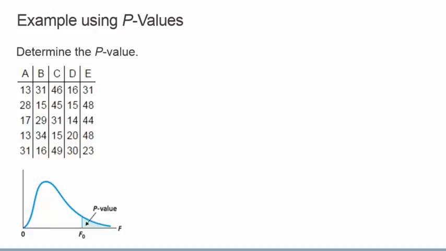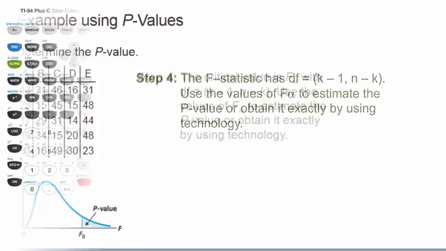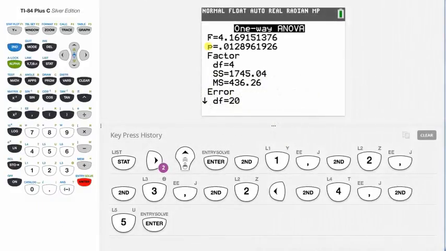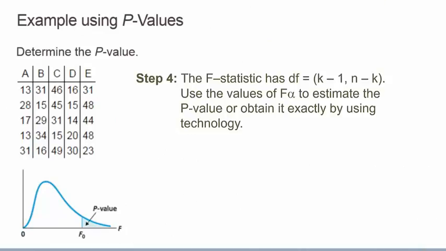Continuing, determine the p-value. Step 4, the F statistic has degrees of freedom k-1 and n-k. Use the values of F sub alpha to estimate the p-value or obtain it exactly by using technology. We've done our calculations for F, so heading back to our calculator, we see that our p-value is 0.012896. Rounding that to 3 decimal places, the p-value is 0.013.